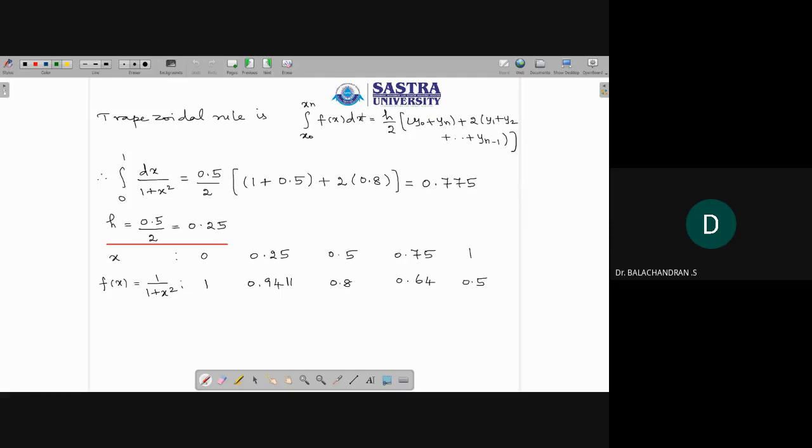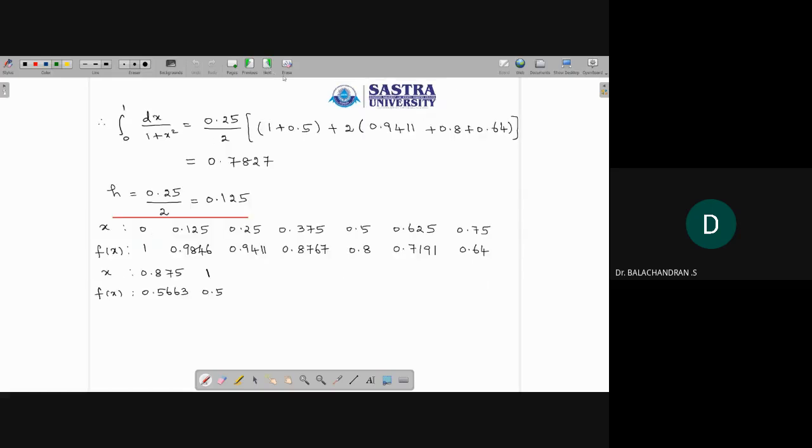Again, you should use the trapezoidal rule: h by 2, first value plus last value plus 2 times the remaining values. The latest value of h is 0.25, divided by 2 into 1 plus 0.5 plus 2 times 0.9411 plus 0.8 plus 0.64. So I got this value.